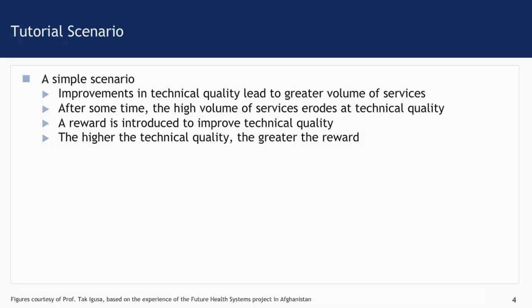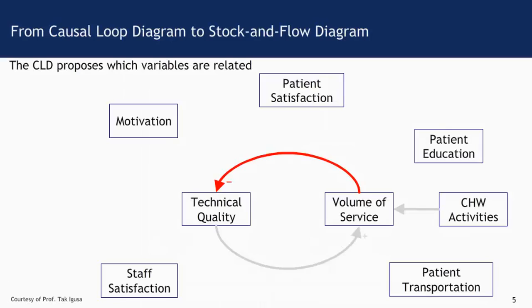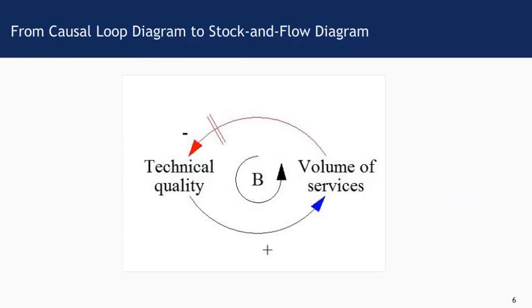An intervention, a reward, can be introduced to improve the technical quality, and also the higher the technical quality, the greater the reward. These relationships are illustrated in this causal loop diagram, especially as they are related to the technical quality and the volume of services. And that is really what we'll be focused on today. And you see that the causal loop diagram is a diagram that proposes which variables are related and illustrates some core feedback. And this can also be illustrated in Vensim, and there is a separate tutorial for that.